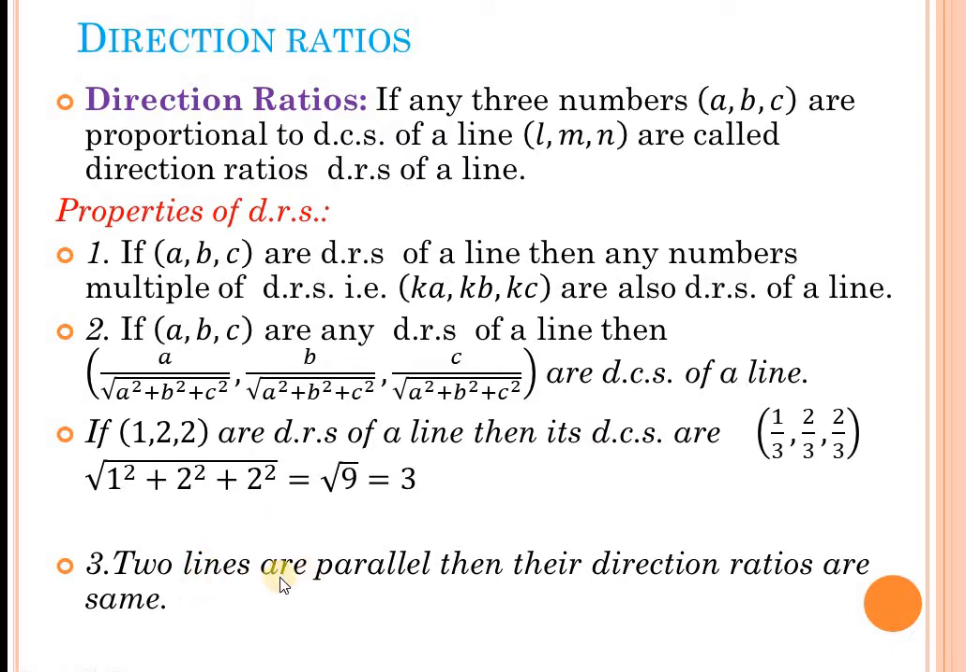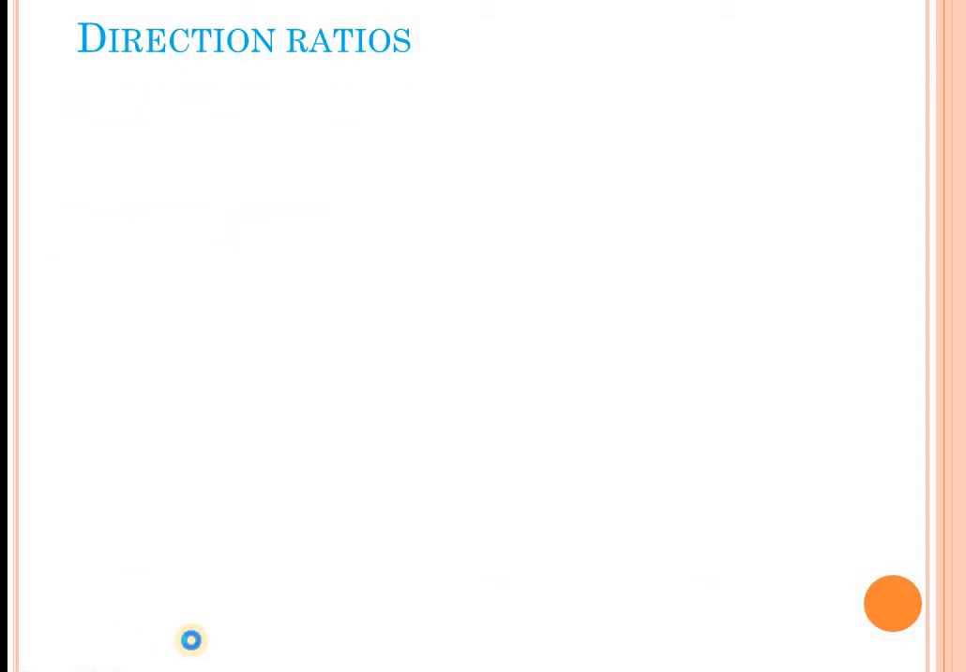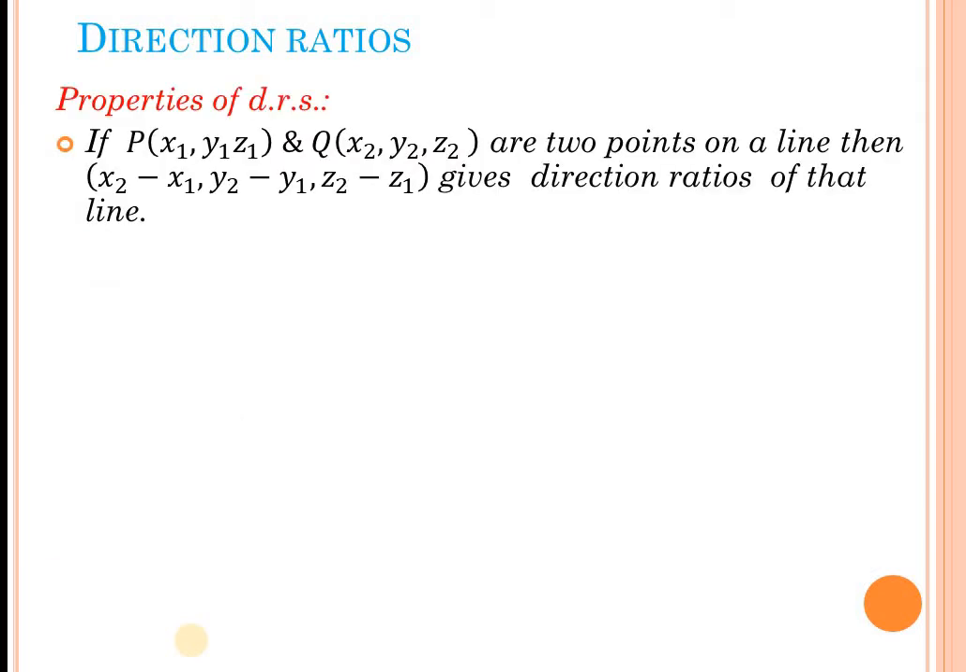Now suppose two lines are parallel, then their direction ratios are the same. Two lines are parallel and their direction ratios are equal. Now we continue with properties of direction ratios.